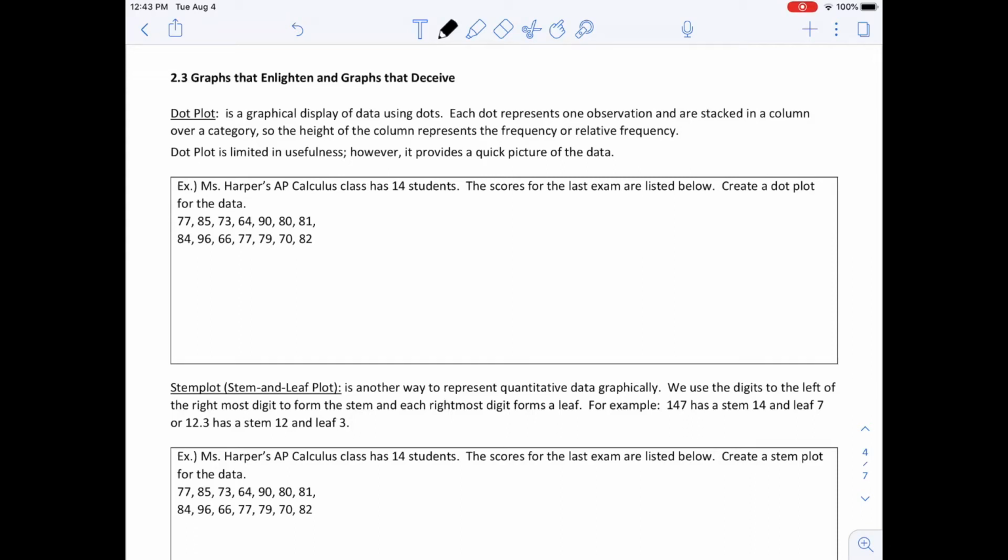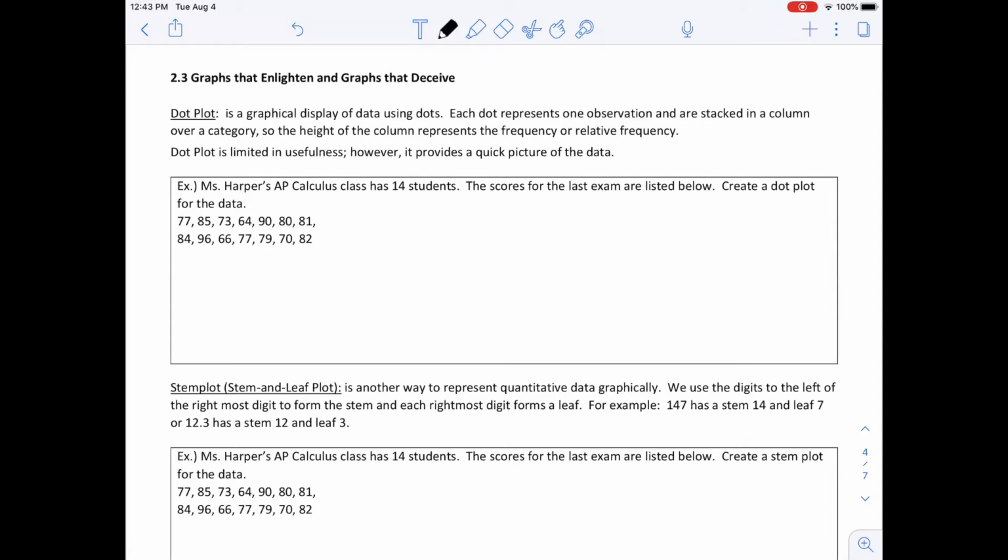We are in section 2.3, graphs that enlighten and graphs that deceive. This goes through a bunch of different kinds of graphs that you're going to need to study and know how to create. The first one that we have is called a dot plot. This is a graphical display of data using dots.